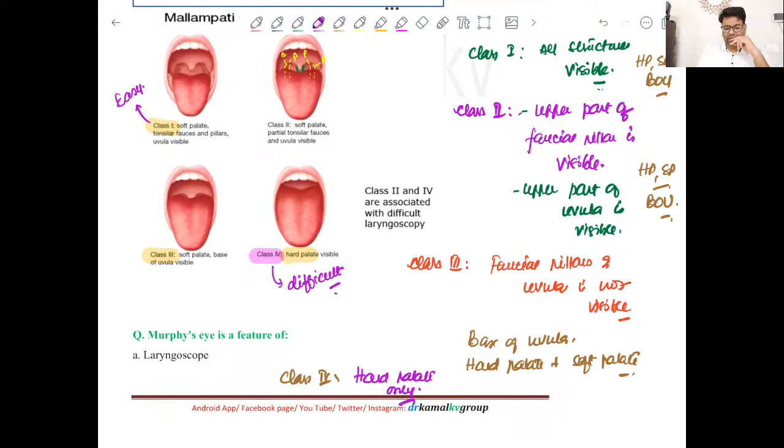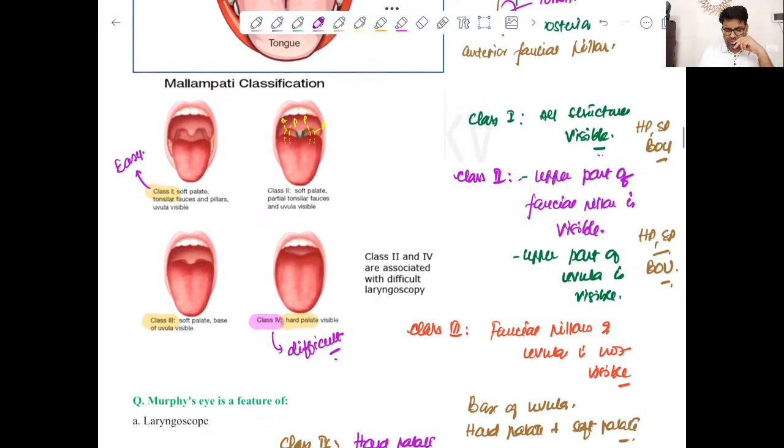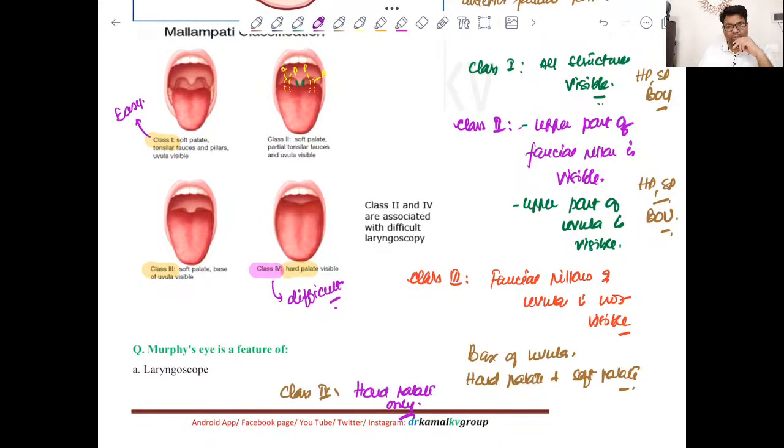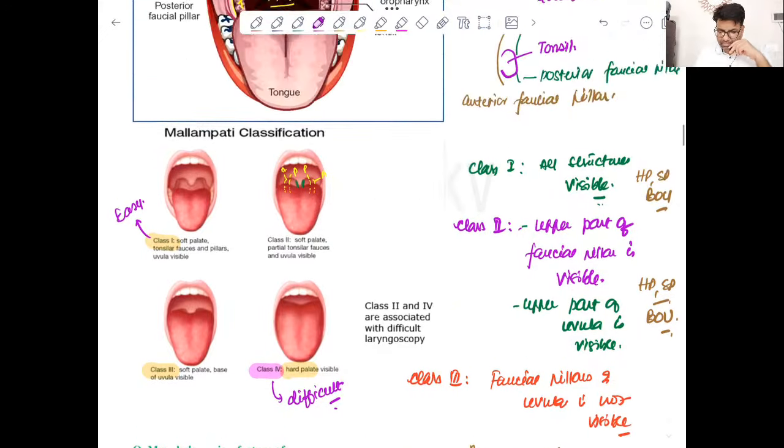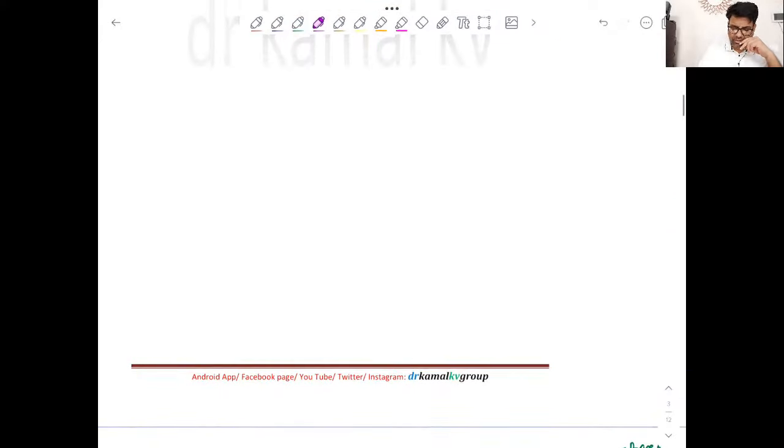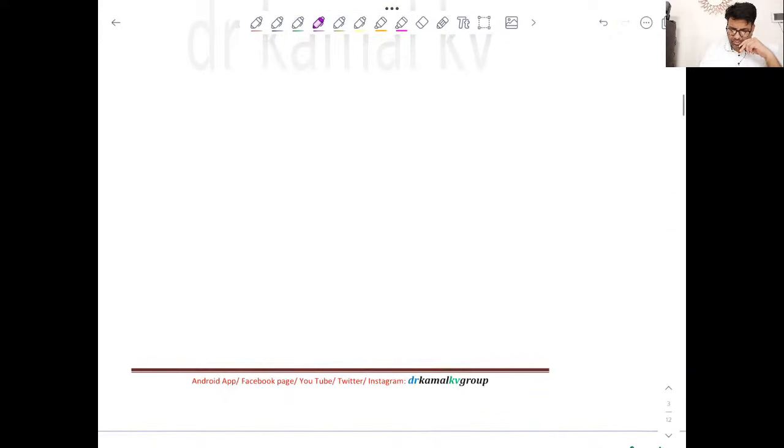Now previously exam setters used to simply ask what Mallampati grading is done for. Now they are putting it into an image based question, and they will show you one particular image and ask you what class of Mallampati grading this is, right? So you have to remember the entire grading properly. So in class 4 you will see only the hard palate, and we can write it in a better way, right? So if we write the class here, right?